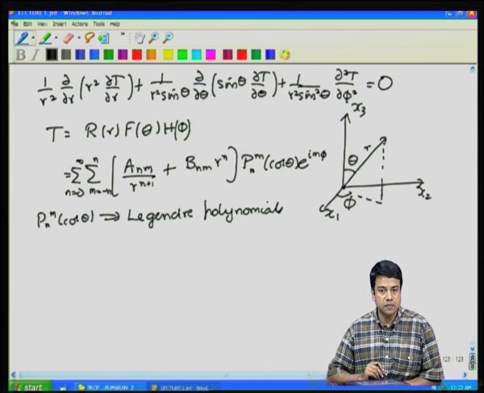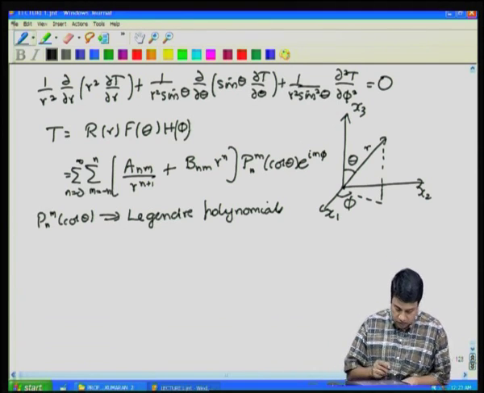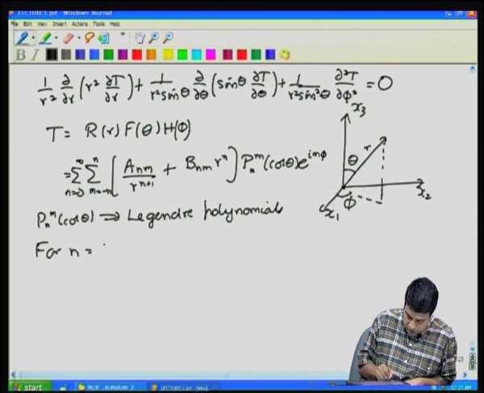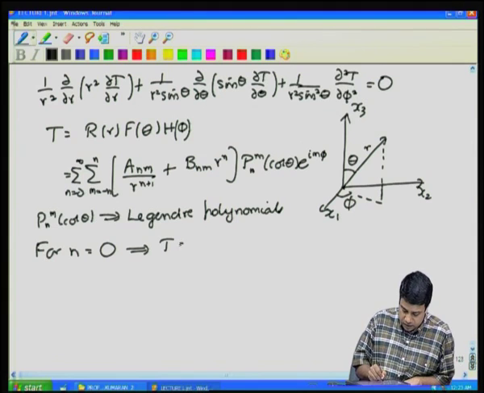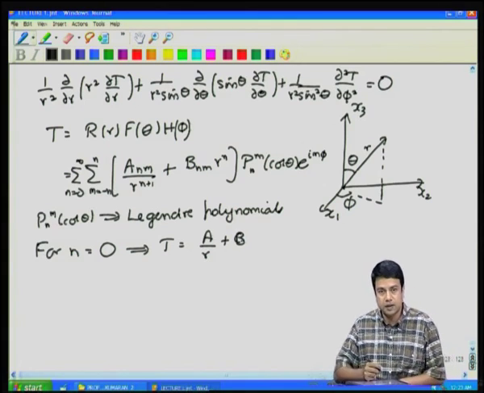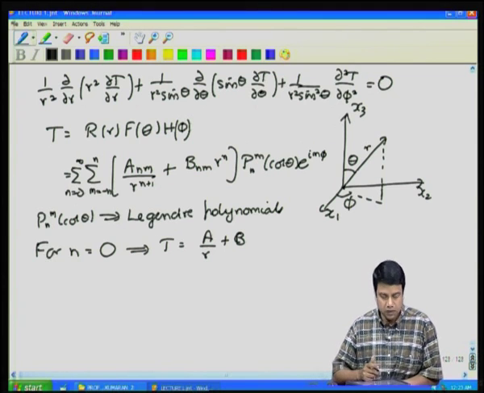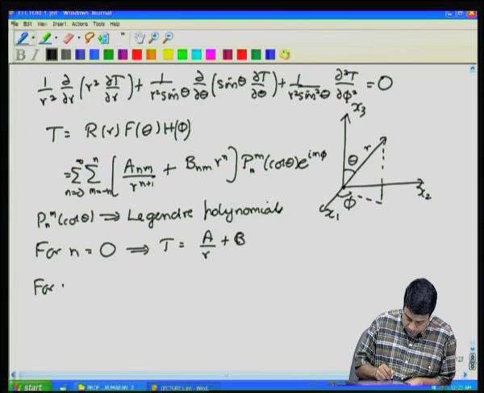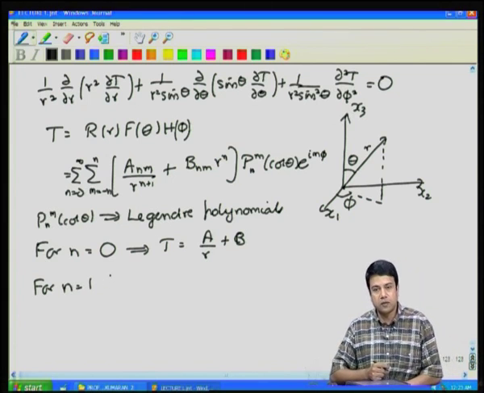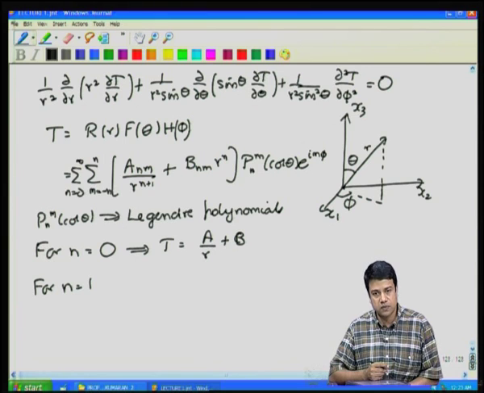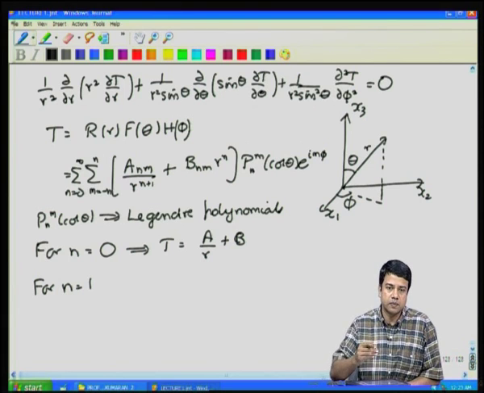I had given you a physical interpretation of these solutions. For n is equal to 0, this just reduces to T is equal to some constant by r plus some constant, because for n is equal to 0, m is equal to 0, P n m is equal to 1 and e power i m phi is also equal to 1. For n is equal to 1, m can go from minus 1 to 0 to plus 1, since m is going from minus n to plus n.